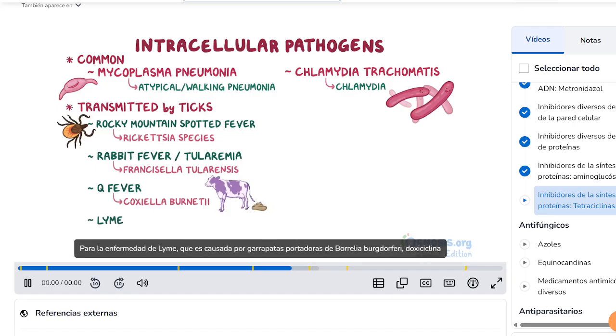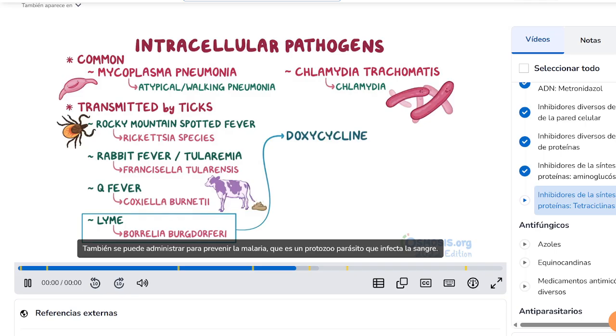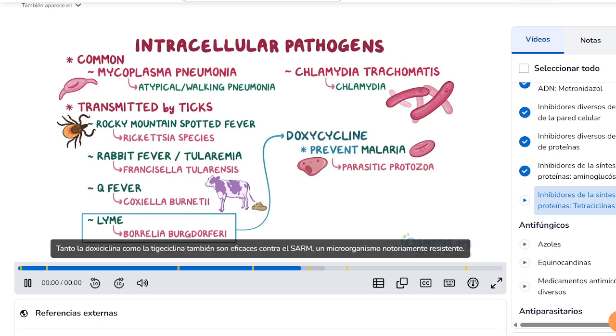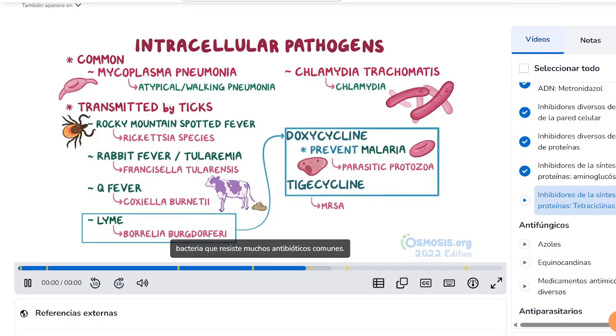For Lyme disease, which is caused by ticks carrying Borrelia burgdorferi, doxycycline is the medication of choice. It can also be given to prevent malaria, which is a parasitic protozoa that infects blood cells and hepatocytes. Both doxycycline and tigacycline are also effective against MRSA, a notoriously tough bug that resists many common antibiotics.